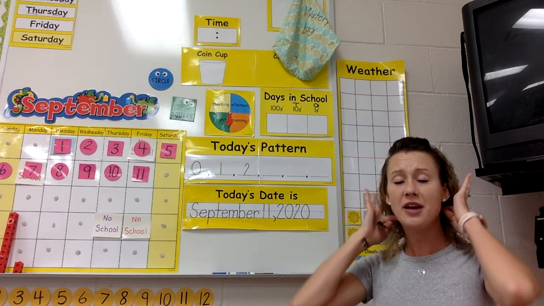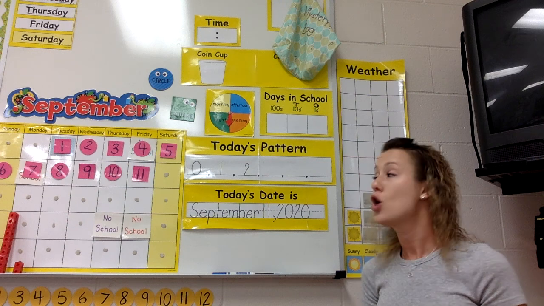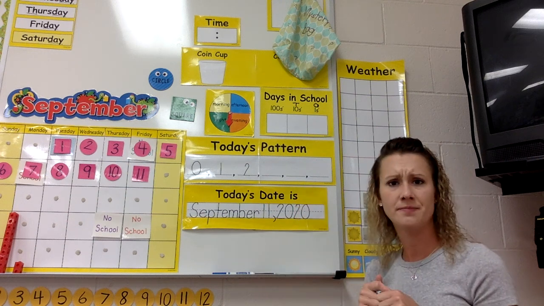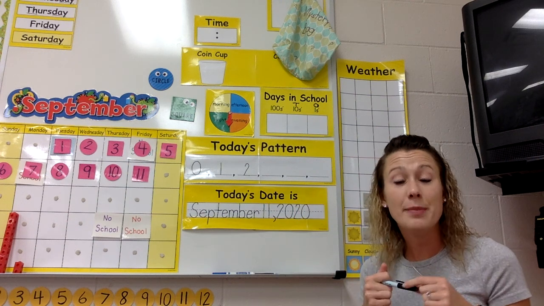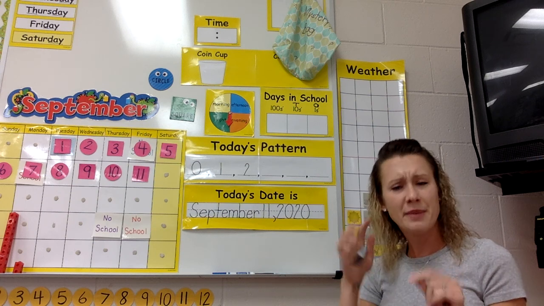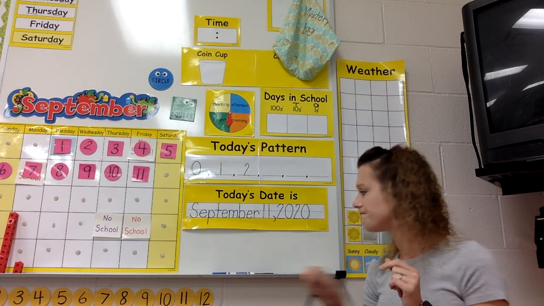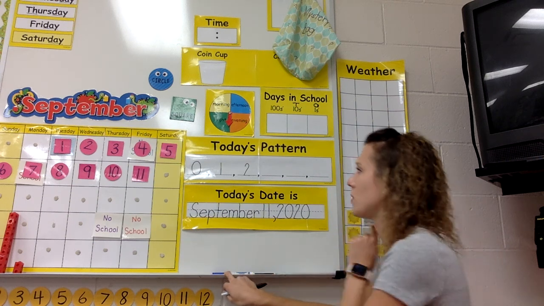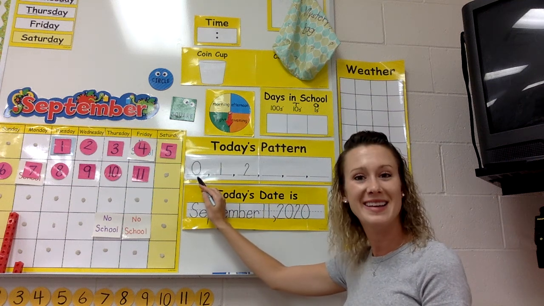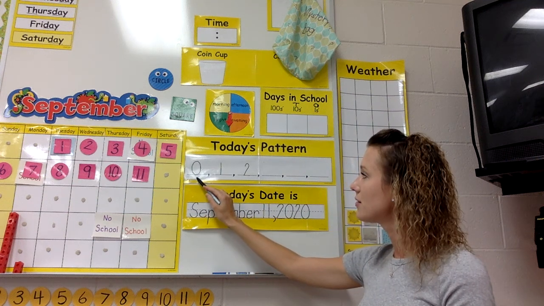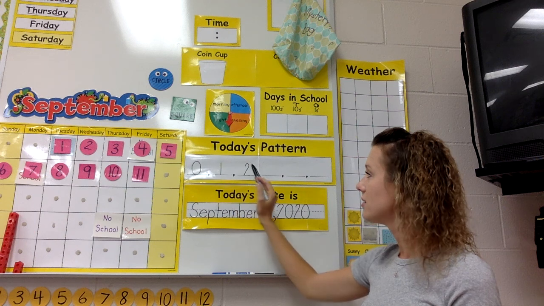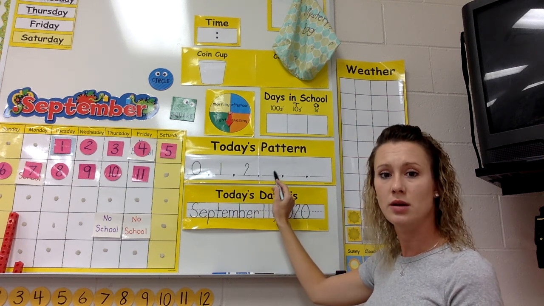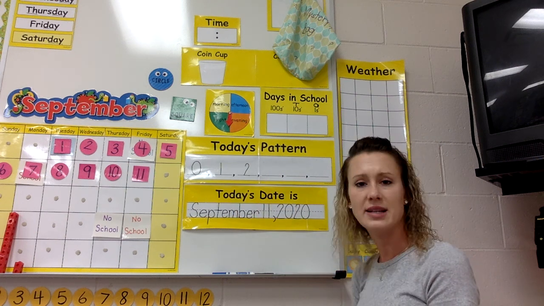Now, my sweets, today for the pattern, we're going to be doing something different. We're just going to be counting. But that's still a pattern. And I'm going to tell you why in just a second. I want you to say these numbers with me. Ready? Set, go. 0, 1, 2. We need to think about what comes next.